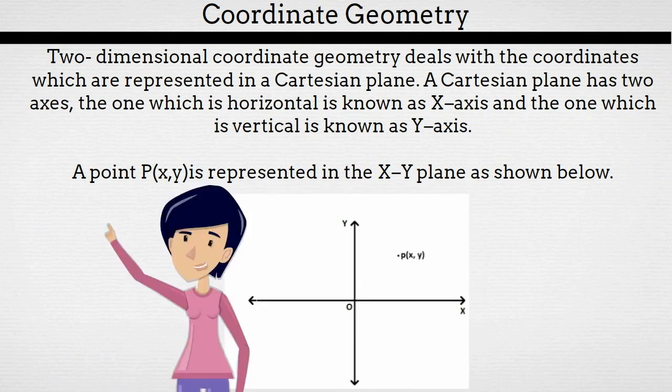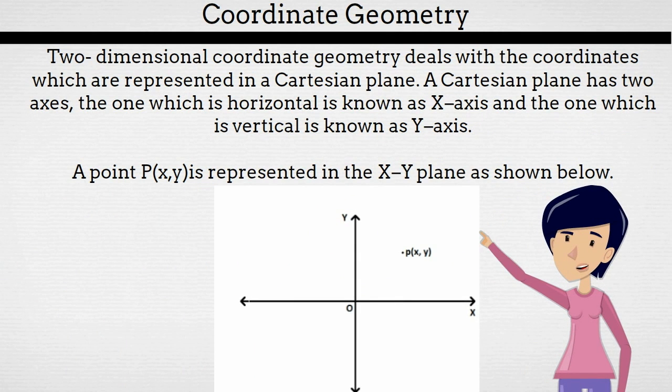Two-dimensional coordinate geometry deals with the coordinates which are represented in a Cartesian plane. A Cartesian plane has two axes. The one which is horizontal is known as the x-axis and the one which is vertical is known as the y-axis. In the figure below, you can see a point P which has coordinates x, y is represented in the xy plane as shown.